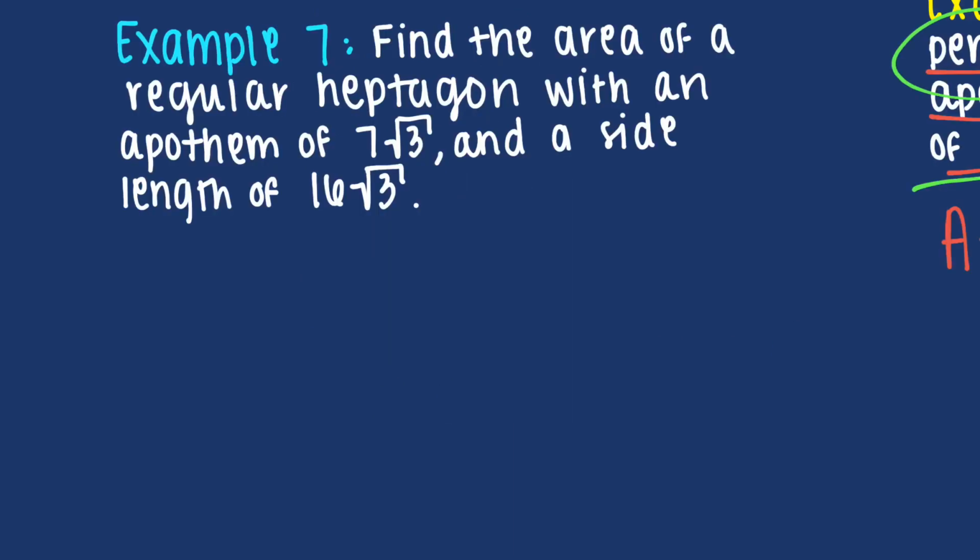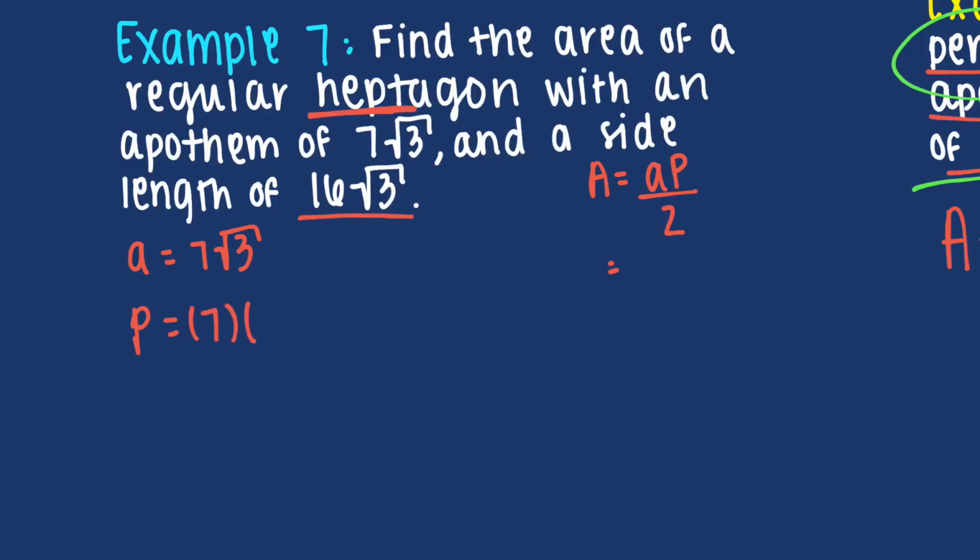So example 7: find the area of a regular heptagon with an apothem of 7 root 3 and a side length of 16 root 3. So area is equal to apothem times perimeter divided by 2. I know my apothem is 7 root 3, and my perimeter, for a heptagon, is 7 sides multiplied by its side length, which is 16 root 3. I multiply 7 and 16, and that gives me 112. So I know my perimeter is 112 root 3.